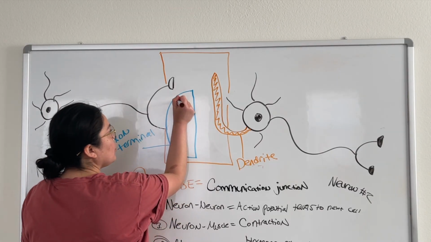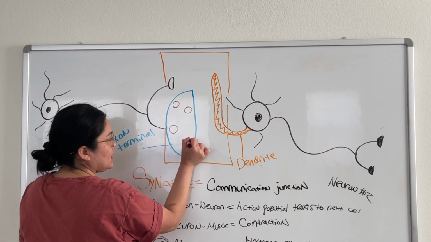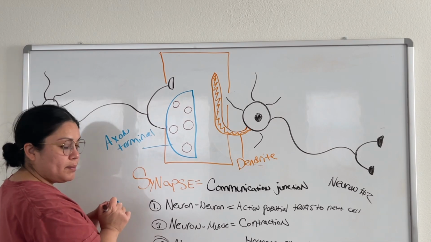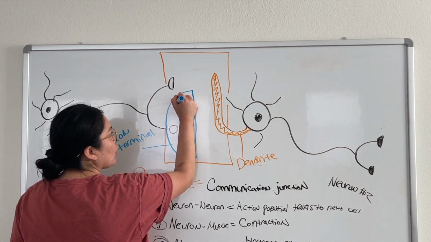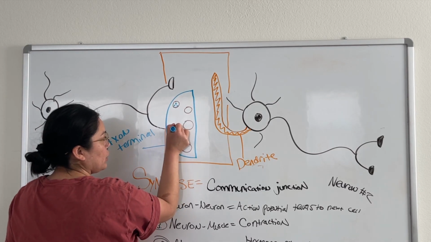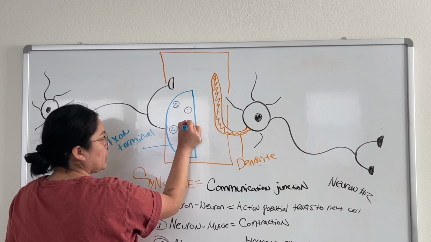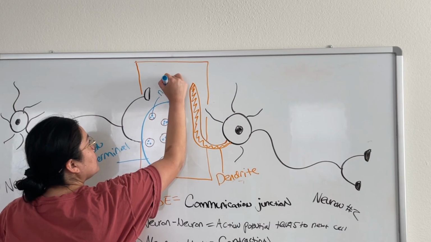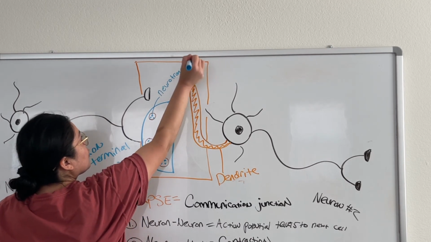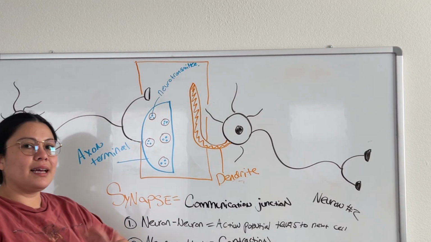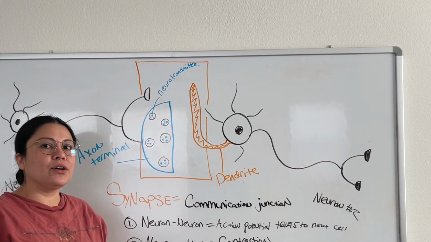Inside of this terminal, there are vesicles. And remember, vesicles are just like little sacs that hold special little packages. In this case, that special little package is going to be neurotransmitters. So these blue things are neurotransmitters. And what do neurotransmitters do? They send messages. So our messages are inside of these little vesicles.